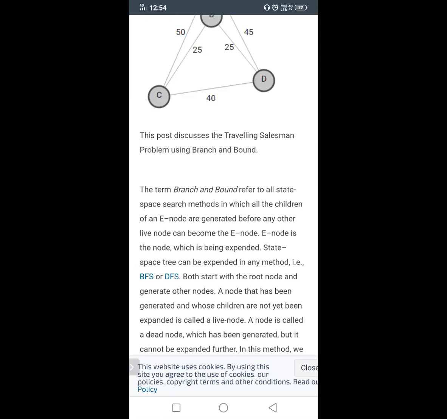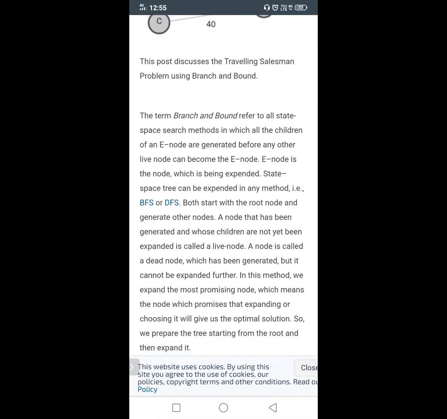Here we are constructing the state space tree. In branch and bound, we use the state space tree with the BFS, breadth first search, method. There is a message here that the state space tree can be expanded in any method. Okay, no problem, but here in branch and bound we are using the BFS method. Both trees start at the root node only.